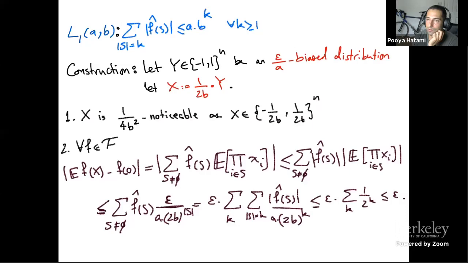Very, very simple way to construct. And I hope you agree that this is kind of remarkable that we can do this so simply. We didn't think of what the family was. All we used was just simple calculations. And now we have a fractional PRG that is 1 over 4b squared noticeable. And by the random walk gadget, we can turn it into an actual PRG as long as the family is closed under restrictions. Okay, so maybe this is a good time to pause.